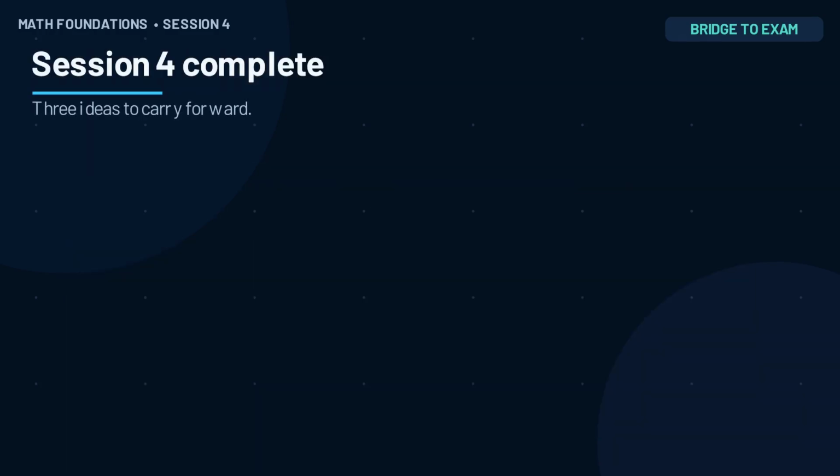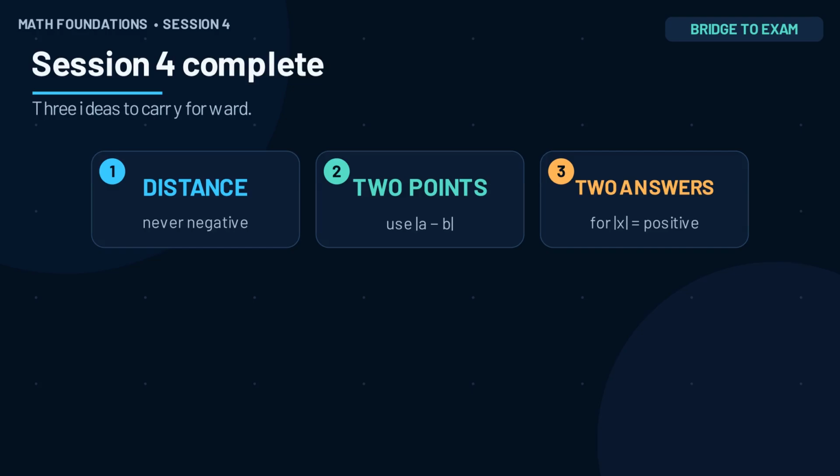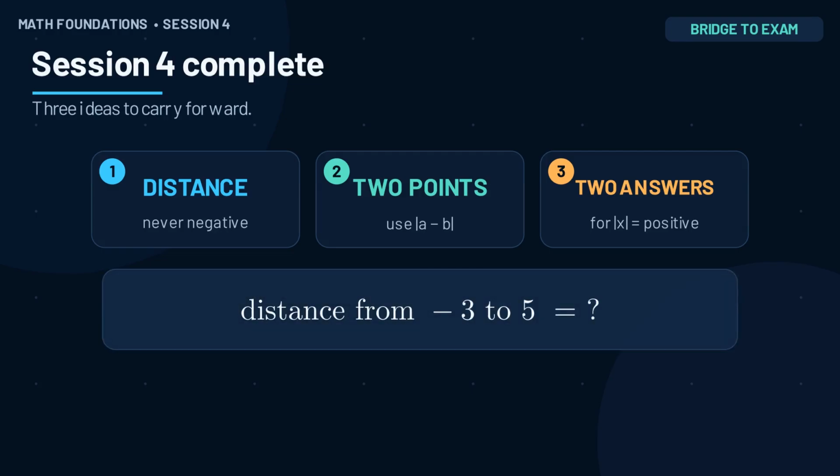Let's recap. Absolute value means distance from 0. Distance between A and B is absolute value of A minus B in either order. A positive absolute value equation usually has two opposite solutions, while a negative result is impossible. For a quick check, the distance between -3 and 5 is 8.